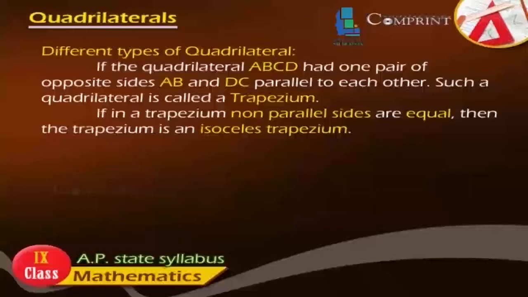Different types of quadrilaterals. If the quadrilateral ABCD has one pair of opposite sides AB and DC parallel to each other, such a quadrilateral is called a trapezium. If in a trapezium non-parallel sides are equal, then the trapezium is an isosceles trapezium.